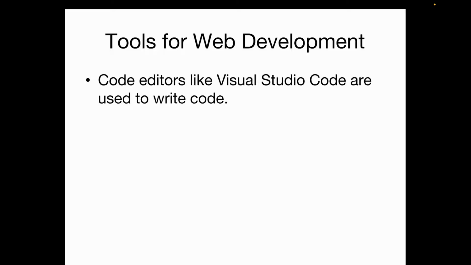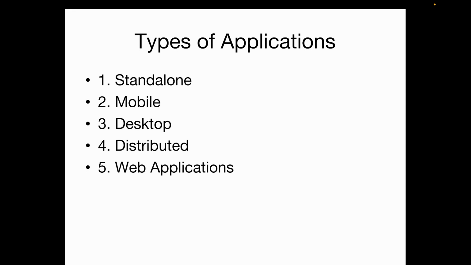Tools for web development: code editors like Visual Studio Code are used to write the code. Types of applications. First one is standalone application. Standalone application means it runs on a device without needing an internet connection or server. Some key points: works independently, installed on a single computer or device, does not depend on the internet. Examples of standalone applications are calculator, notepad, paint, offline games. These are under standalone applications.